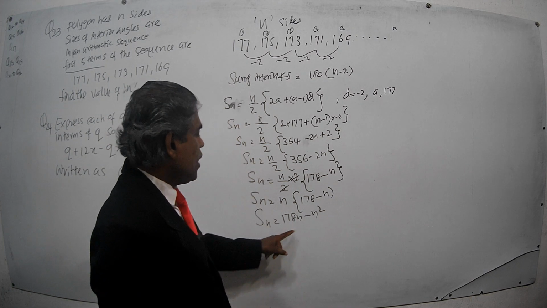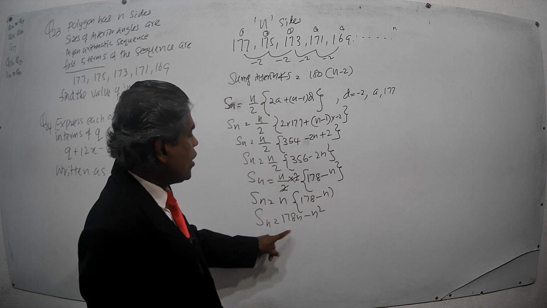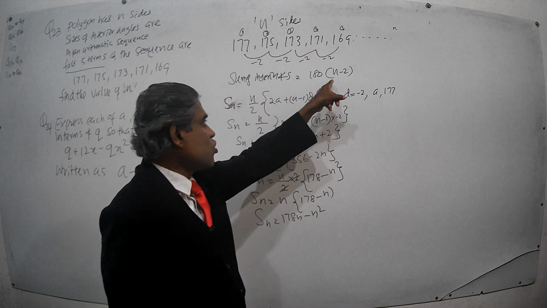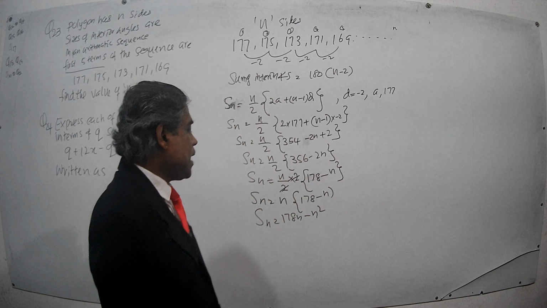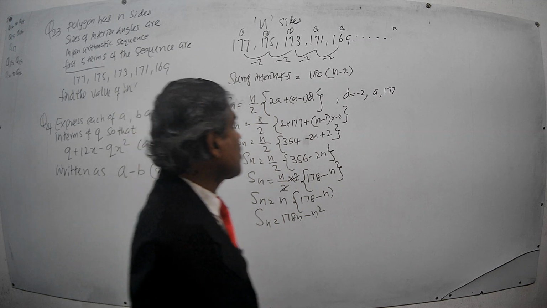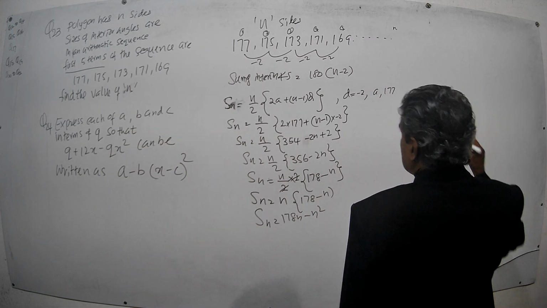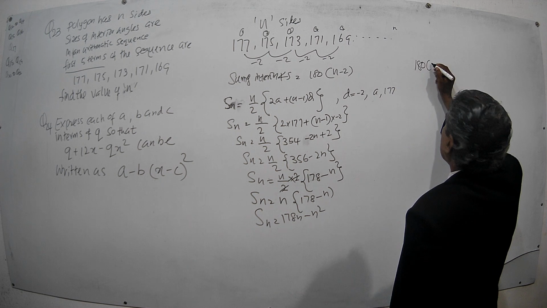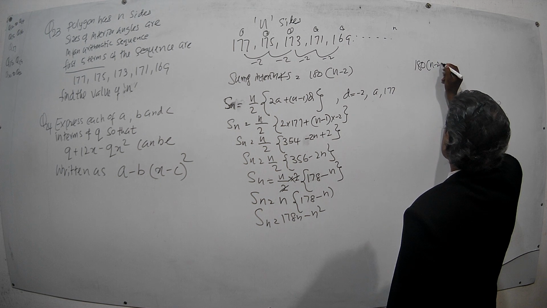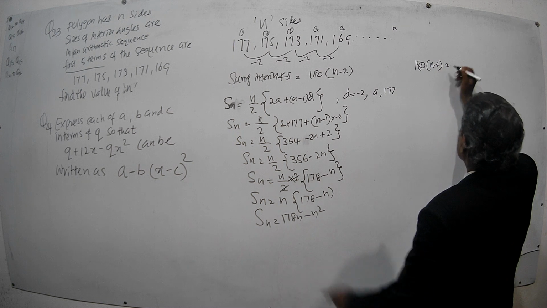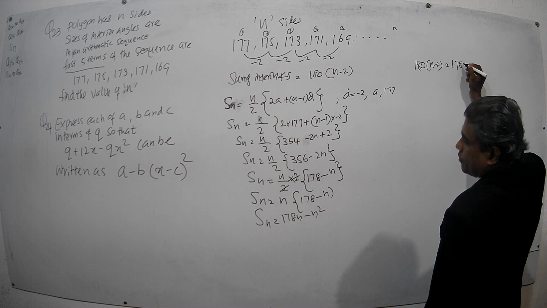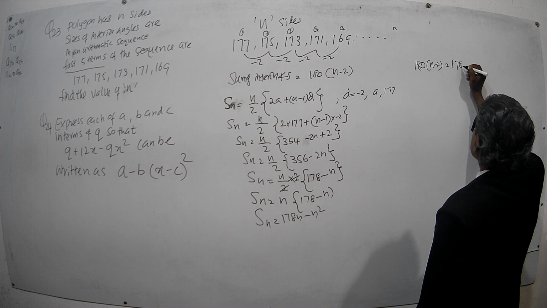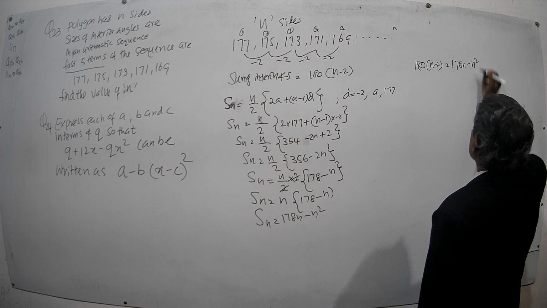Okay, that is the statement obtained for the sum of interior angles of this polygon by using this formula. Now we are going to equate this one because this is also the sum of the interior angles of the same polygon, right? Okay, write it here. 180 into n minus 2 equals 178 n minus n squared. Okay.